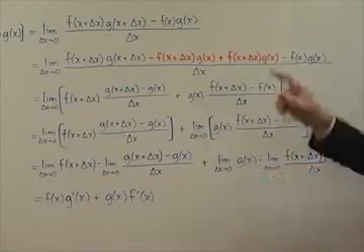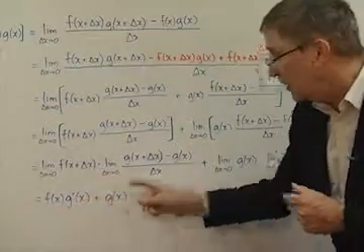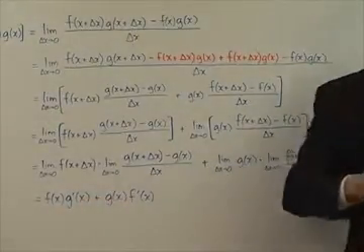So what have we shown? The derivative of the product is the first function times the derivative of the second plus the second function times the derivative of the first.